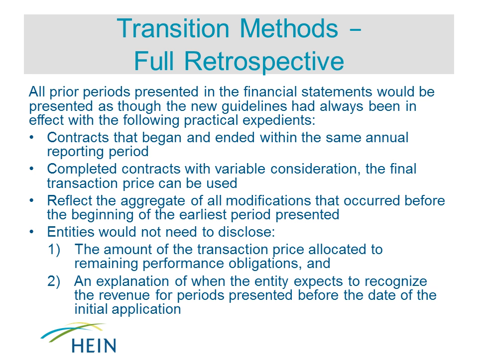Another practical expedient is being able to reflect the aggregate of all modifications that occurred before the beginning of the earliest period presented. So we'll talk about modifications here in a few minutes, which will make that one a little bit more clear. Entities would not need to disclose the amount of the transaction price allocated to remaining performance obligations and an explanation of when the entity expects to recognize revenue for periods presented before the date of the initial application.